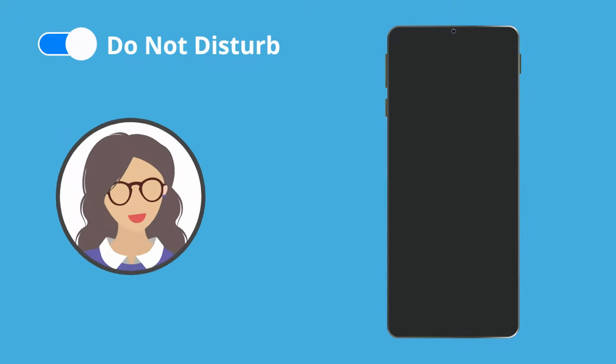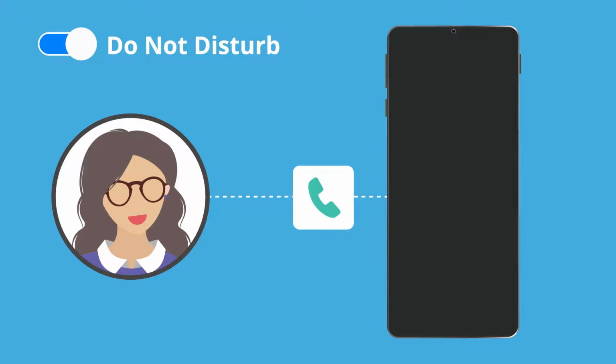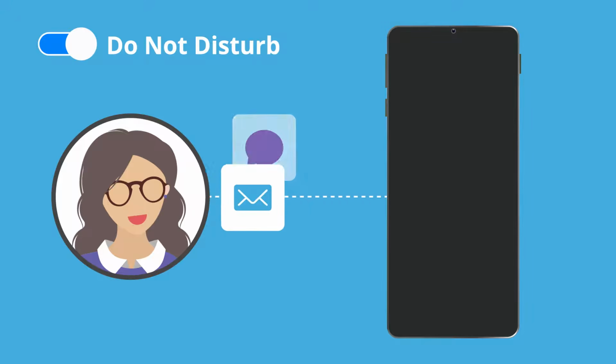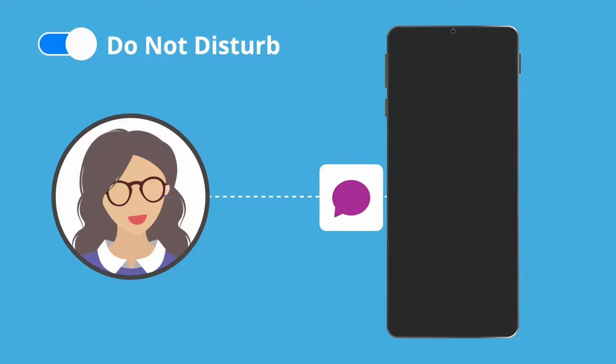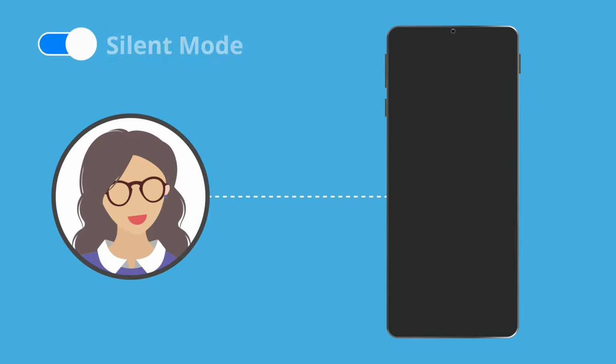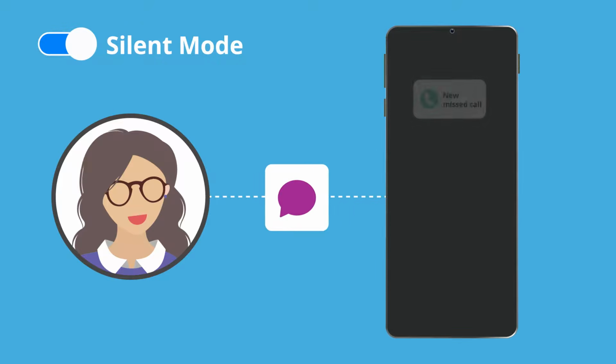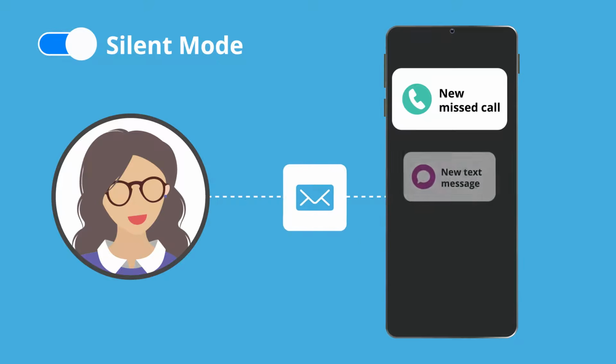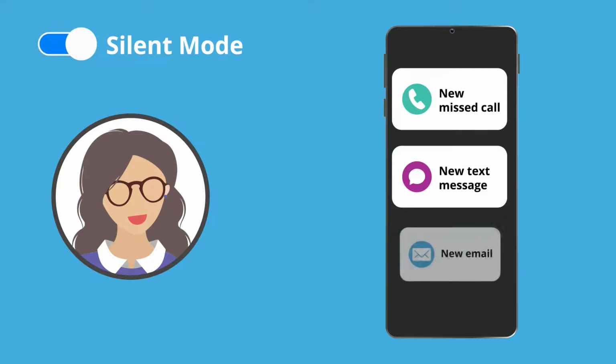You'll only want to switch this on if you do not want people to be able to contact you. If you're just looking to silence your phone, you might be better to turn on Silent Mode instead, which will allow your phone to receive calls and messages without making any sound. If you miss a call or text message while your phone is on silent, you'll still receive a notification, so you'll know that someone was trying to contact you.